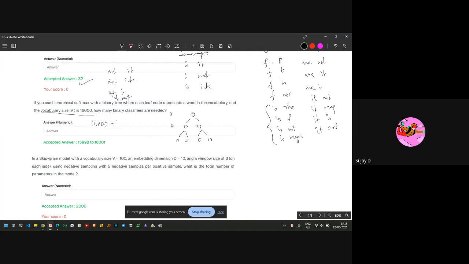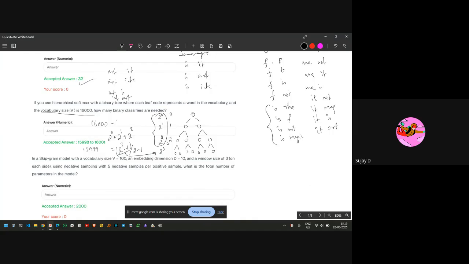This is level 0, level 1, level 2, right? So the number of nodes present here will be 2 to the power of 0, 2 to the power of 1, 2 to the power of 2. Similarly, if we say 2 to the power of 3 also, for explanation purposes. Now, if we add these: 2 to the power of 0 plus 2 to the power of 1 plus 2 to the power of 2 is 2 to the power of 3 minus 1. So we are getting 1 less than the last level. That's why the answer is 15999.